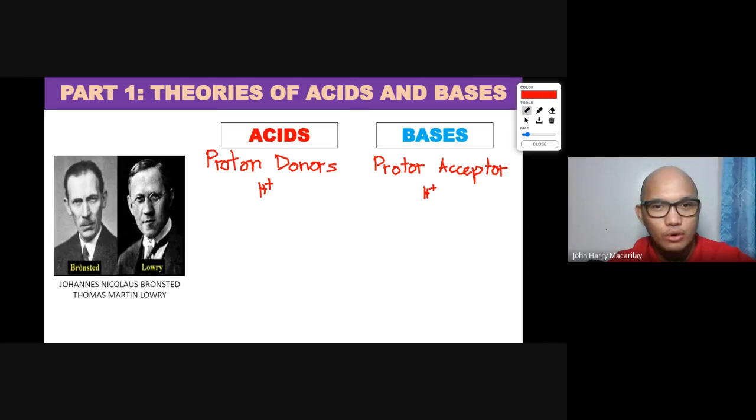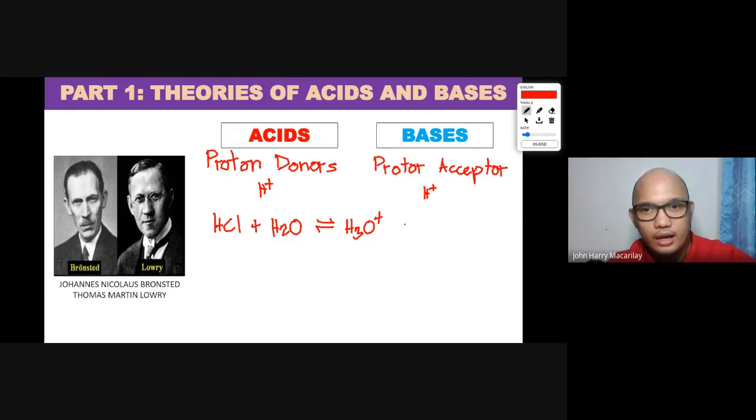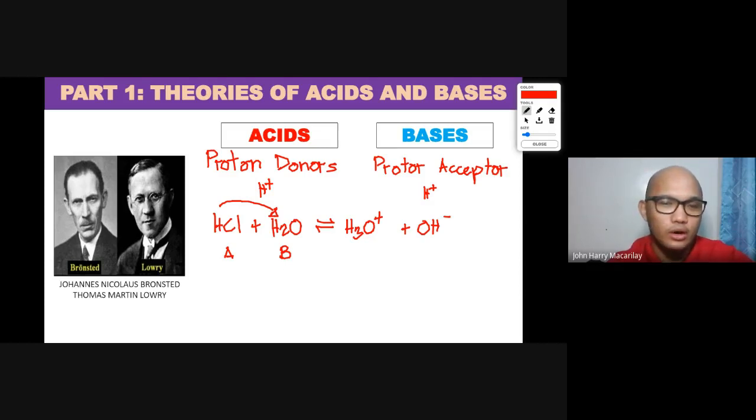So let's have a good example of this one. For example, we have the hydrochloric acid a while ago, plus water, which will produce a hydronium ion plus a hydroxyl ion. So your hydrochloric acid is the acid, and your water here will serve as a base. So hydrochloric acid will donate its hydrogen to water to form a hydronium ion plus a hydroxyl ion.